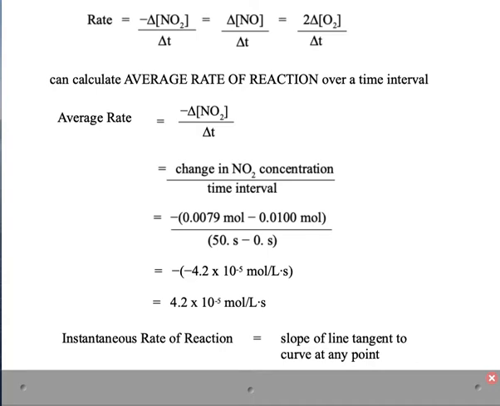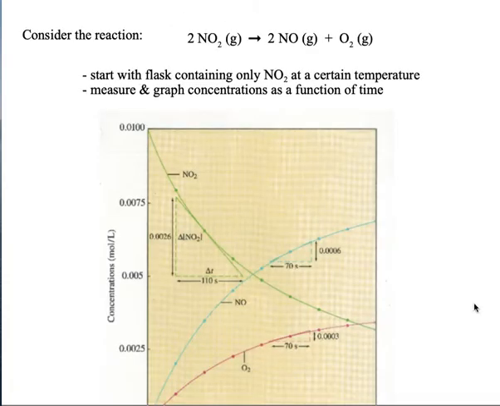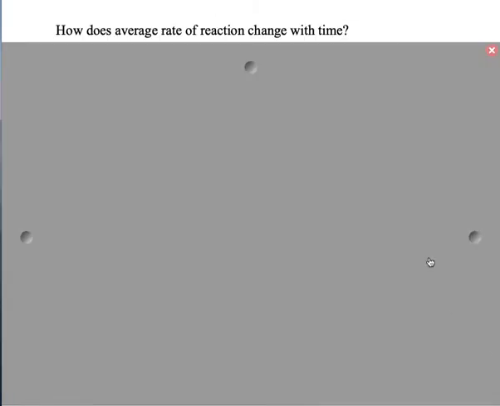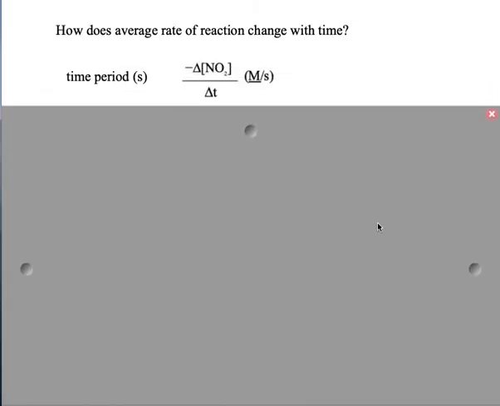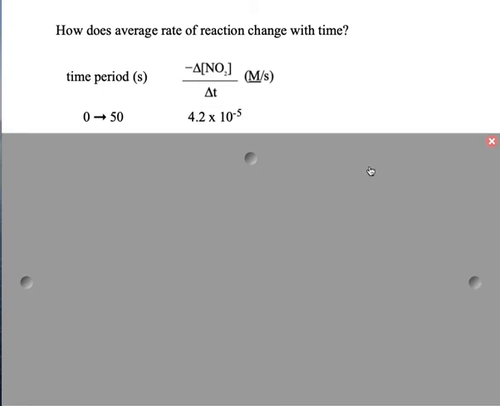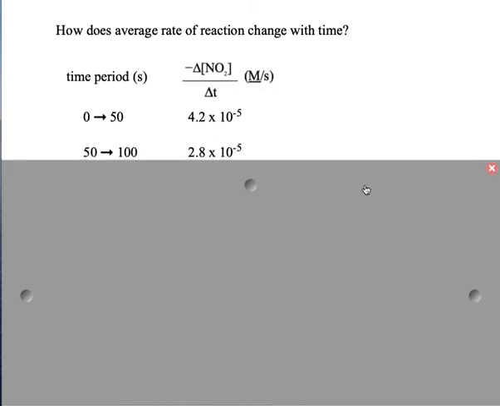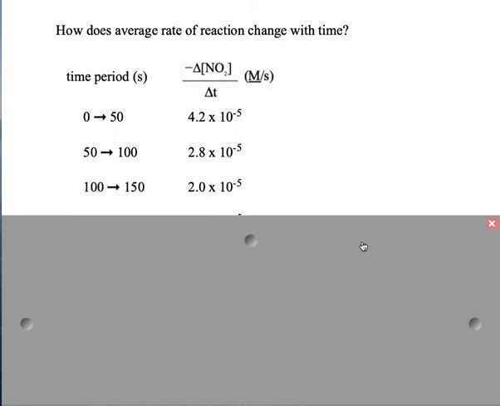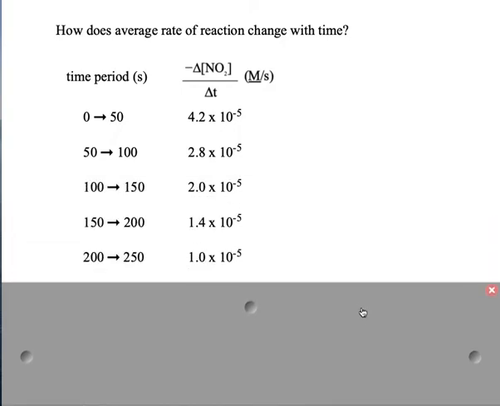That's an average rate over a time interval, but the instantaneous rate would be the slope of a line tangent to the curve at any point, and what we can see is that as the reaction progresses, the rate of reaction is decreasing. Okay, so let's calculate an average rate of reaction over 50-second time intervals. As we said, for the first time interval, it's 4.2 times 10 to the negative fifth mole per liter per second. But for the second time interval, it's slower, and it goes progressively slower and slower.